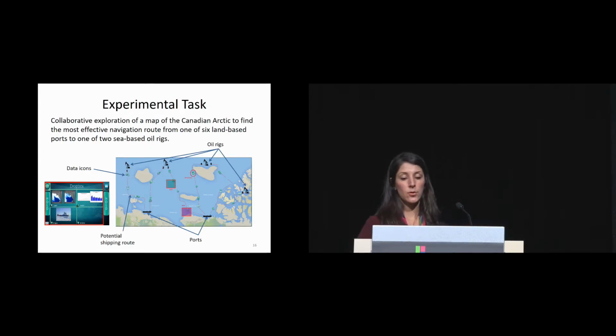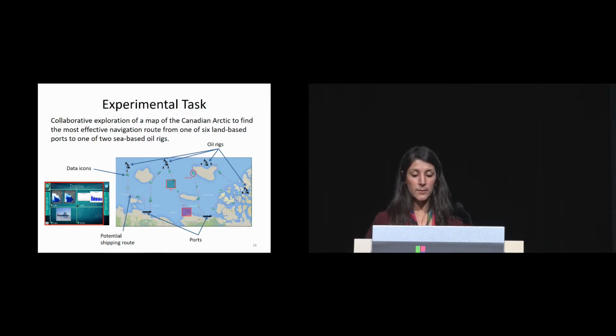Participant pairs were tasked to collaboratively explore the map of the Canadian Arctic and available data to discover the most effective shipping route from one of the 2 land-based ports to one of the 4 sea-based oil rigs. Within the Arctic context, an effective route would be the one that is most likely to have open waters or thin ice throughout most of the year.